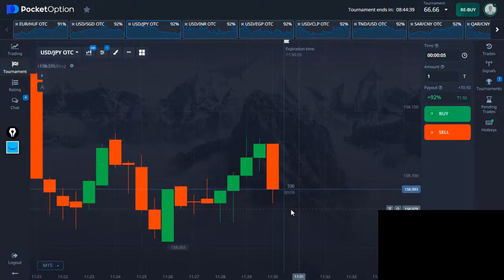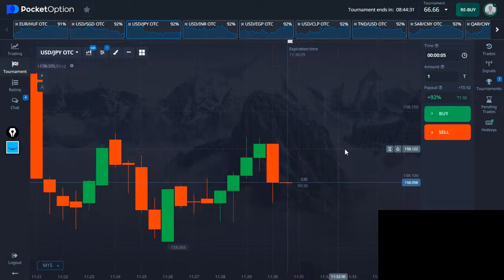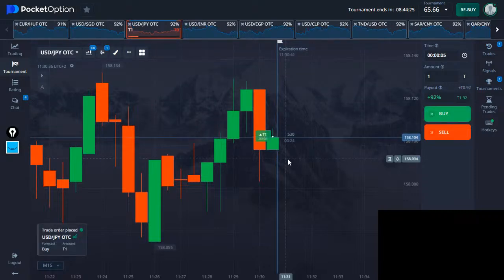Let's see. Buyers are rejecting. Let's see the close. Okay, the buyers are strong. Give me green. That's it. Beautiful. Come on. We go for a buy.